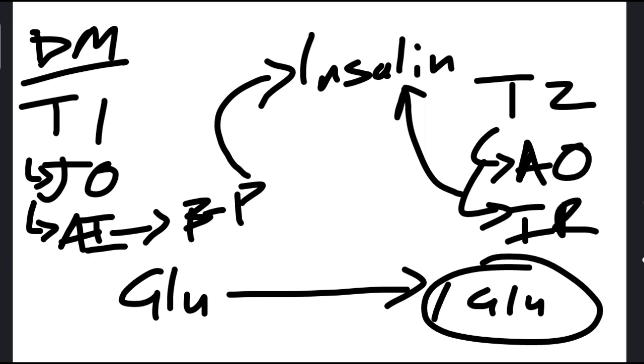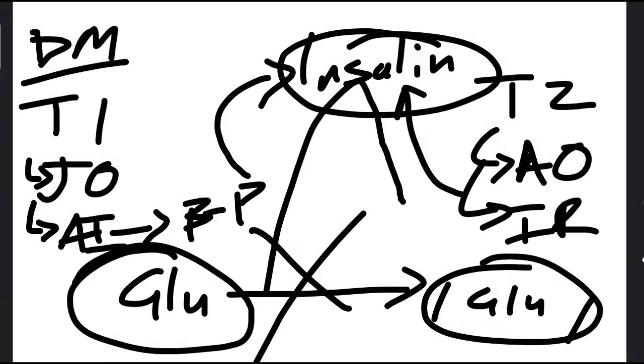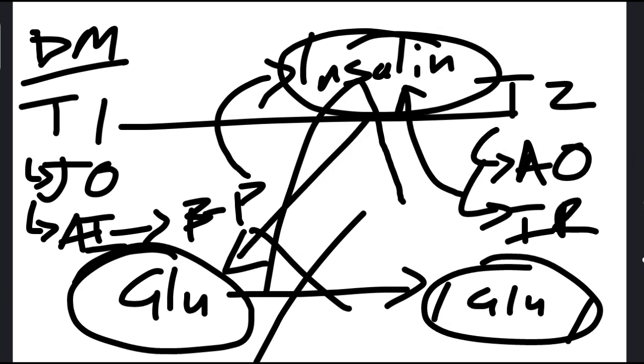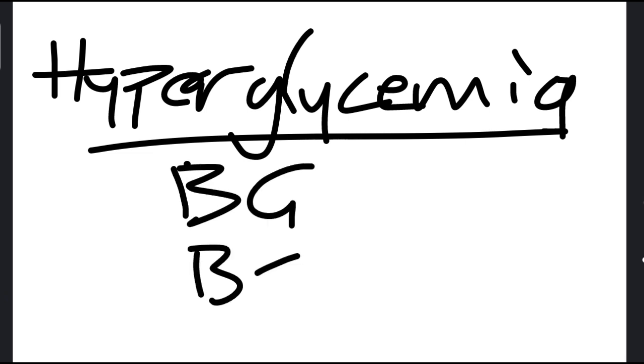This is a cell. For it to enter inside here, it has to be mediated by insulin. Without this insulin, we will happen to have high levels of glucose in our blood. So ultimately, type 1 and type 2 diabetes will lead to high levels of glucose in the blood or hyperglycemia. So high levels of blood glucose or blood sugar.